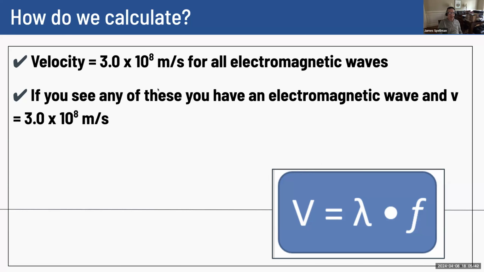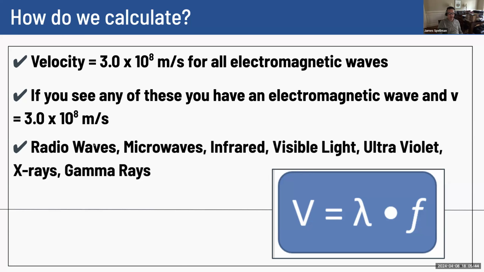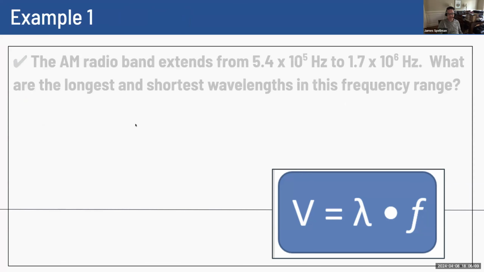Okay, so if we see any of the following waves, a radio wave, microwave, infrared, visible, ultraviolet, X-ray, gamma rays, our speed is going to be 3.0 times 10 to the 8th. So that's always going to be substituted in for V. And again, sometimes electromagnetic waves don't travel at that speed if they're not in a vacuum. So this is in a vacuum.